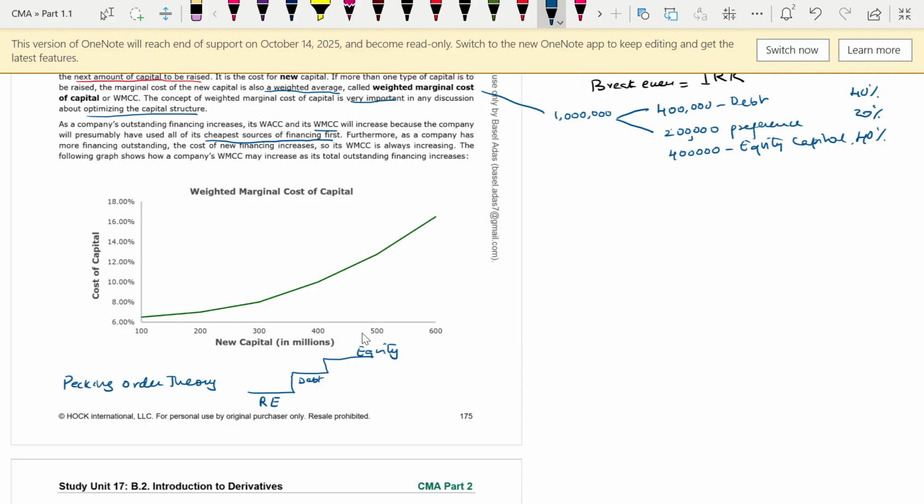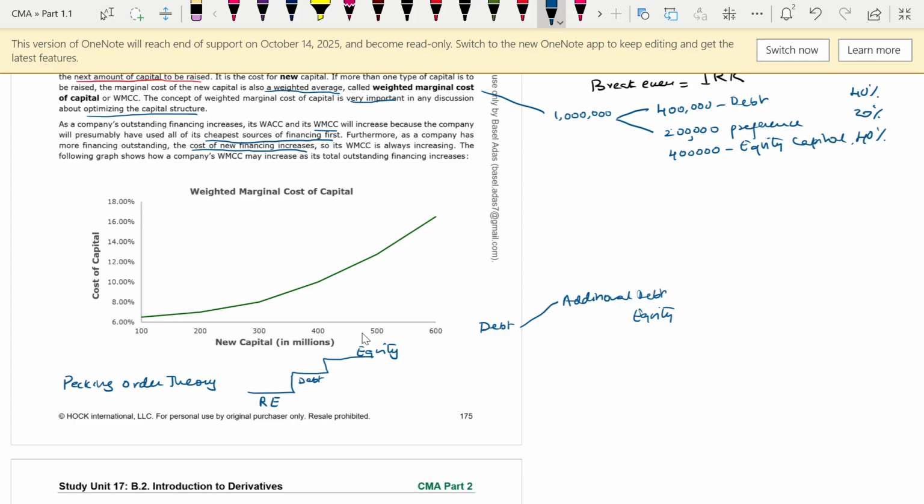Further, as the company has more finance outstanding, the cost of new financing increases. See what happens: your firm has a debt, and now you are going for an additional debt. What will happen if I go to the bank and ask for a loan? First, they will see if I have any previous loan. If I don't have any previous loan, the risk is less. If I have previous outstanding loans, then what will happen?